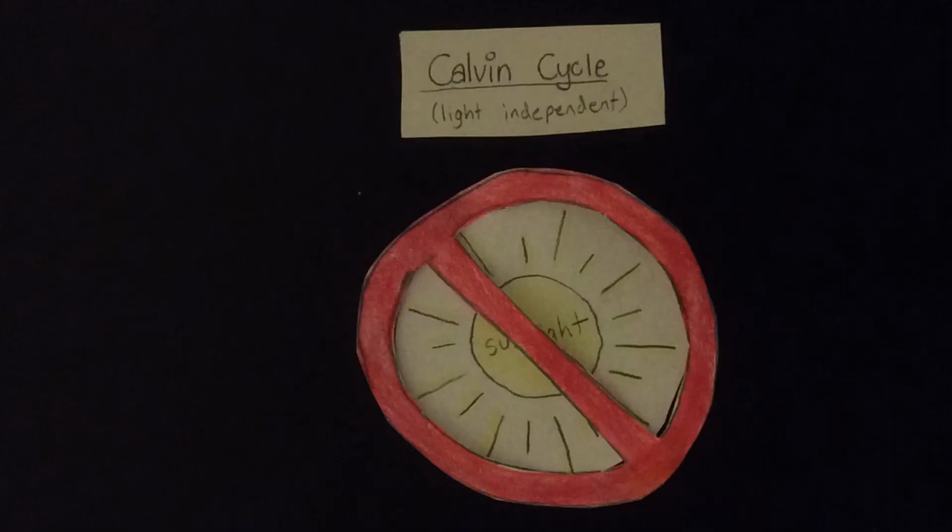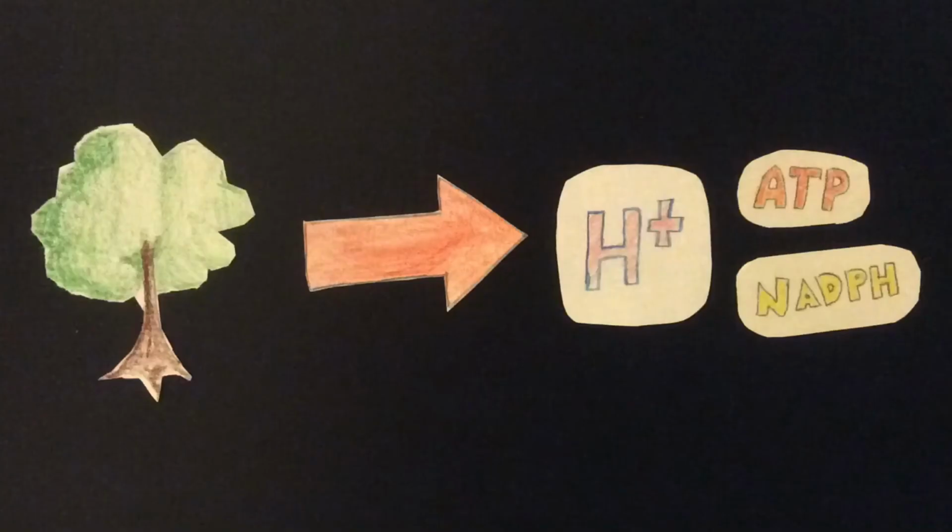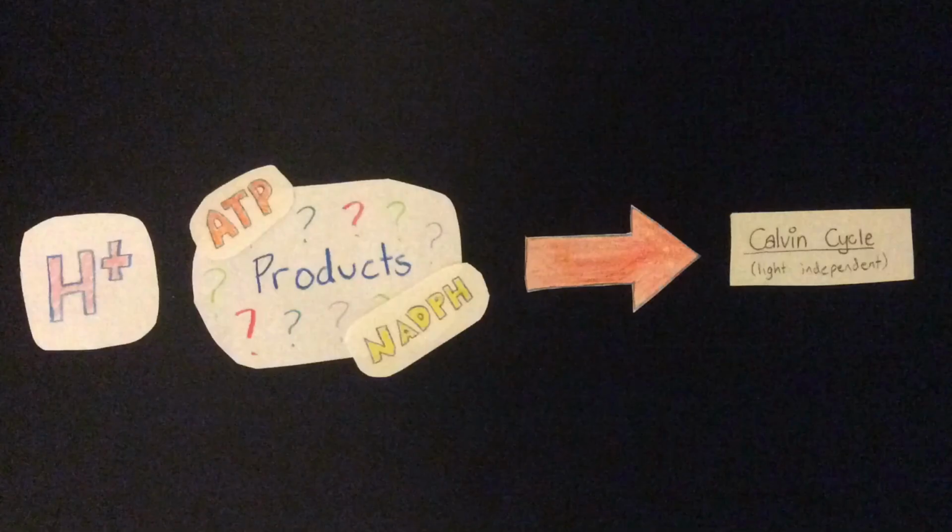At this point, the light-independent reaction begins, where sunlight is no longer needed. This is also called the Calvin cycle. The plant can still perform photosynthesis as long as it has hydrogen ions, ATP, and NADPH left over from sunnier days. After the previous steps, the hydrogen ions, ATP, and NADPH moves towards the Calvin cycle.